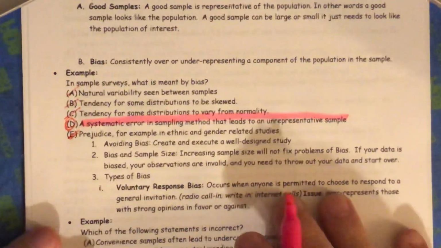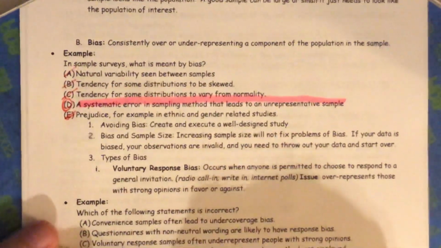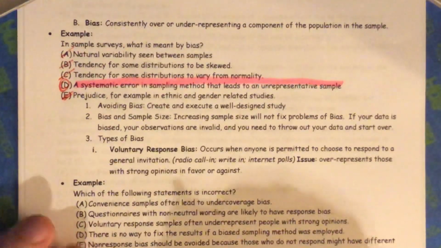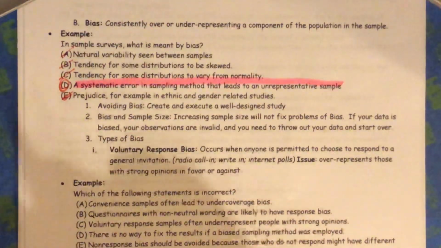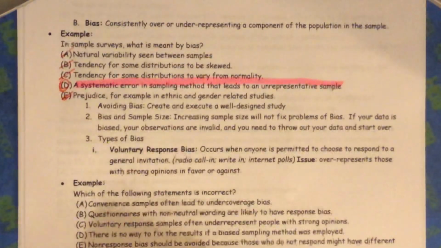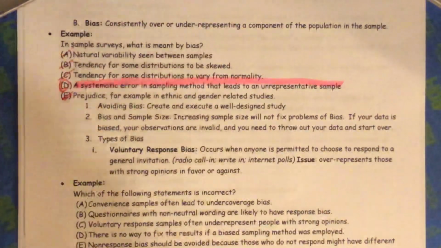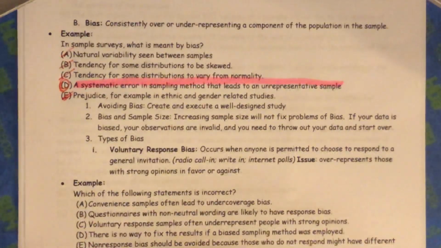Avoiding bias. Well, we can avoid bias by creating and executing a well-designed study. That's the most important thing you can do. Design it well, and well-designed studies will all involve randomness, and that helps avoid bias.